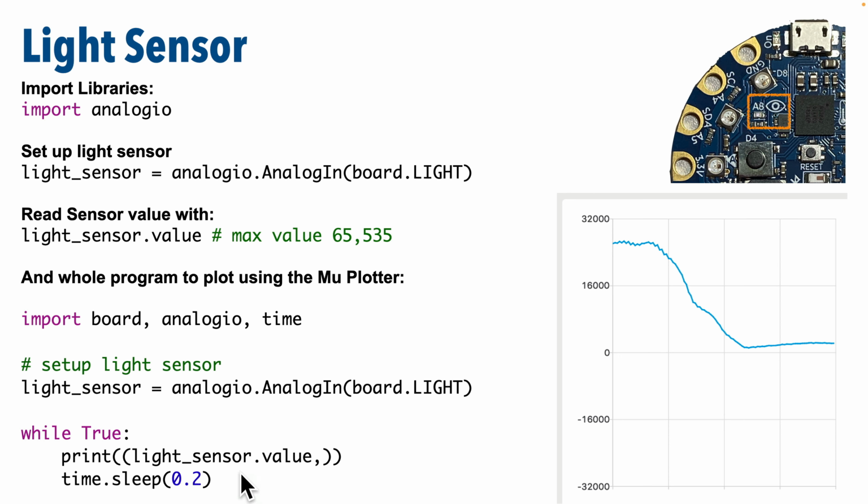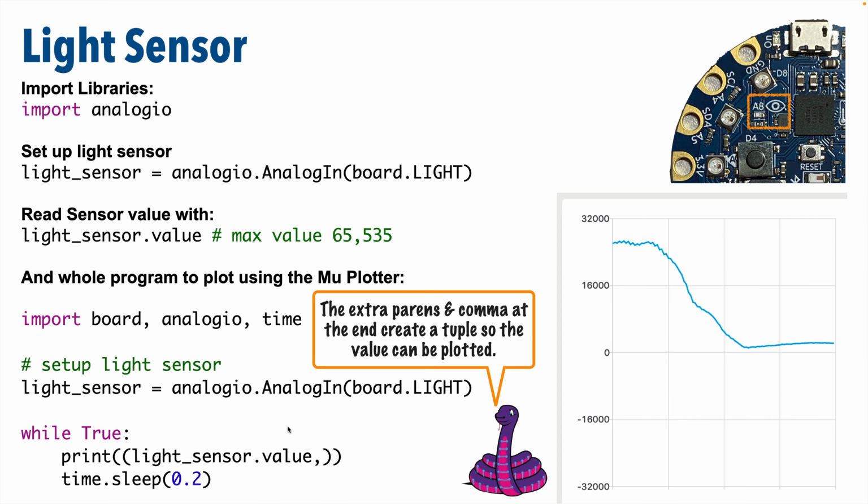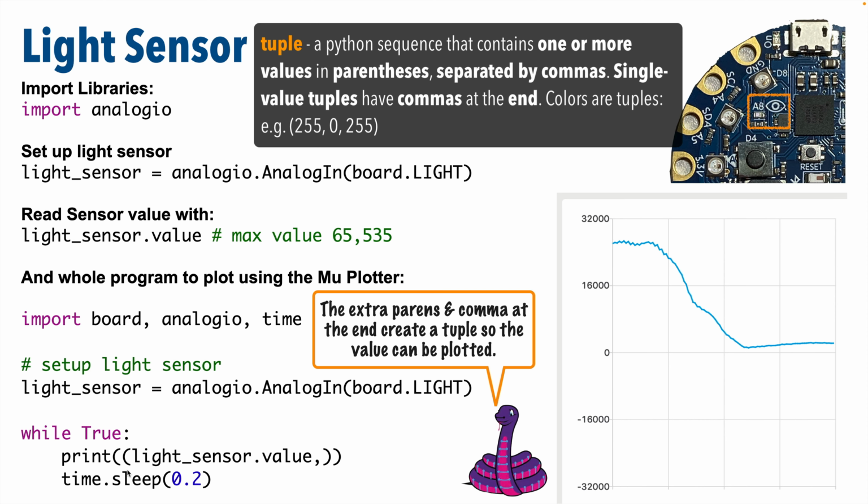So here's our entire code, and you'll notice here that I have the light_sensor.value property in double parens, one for the print function and one more inside of it. Now, I don't need the second set of parens to print the value, but later in this lesson, we'll open and run this code in the online editor at code.circuitpython.org, which can run our code on our board and plot the results in real time. Now, in order to plot, we need the value to be in what's called a tuple. A Python tuple is a collection of one or more values between parentheses separated by commas.